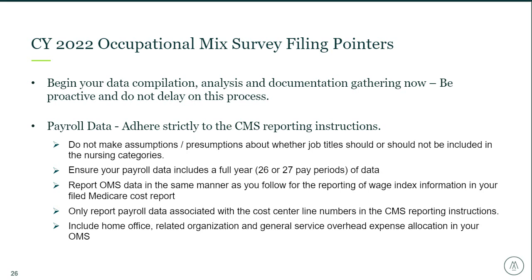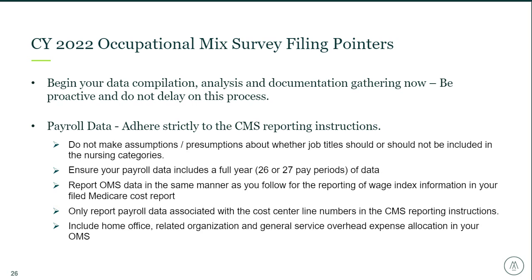Don't make assumptions or presumptions about whether job titles should or should not be included in the nursing categories. I think this is one area where there are large mistakes that are made. CMS lays out in their reporting instructions the types of categories that should be reported. Don't make presumptions that you should include more than what's just there. Also ensure your payroll data includes a full year, 26 or if necessary, 27 pay periods of data.